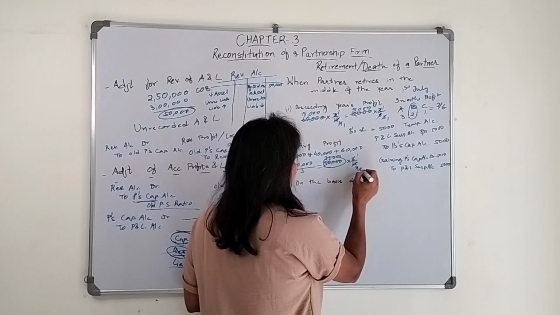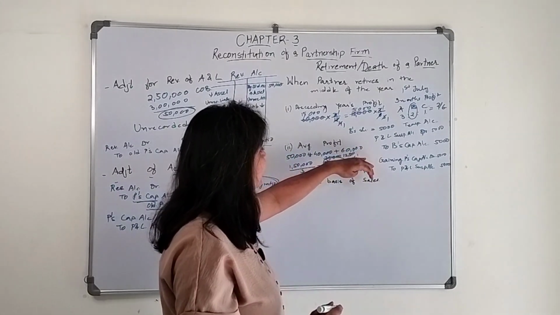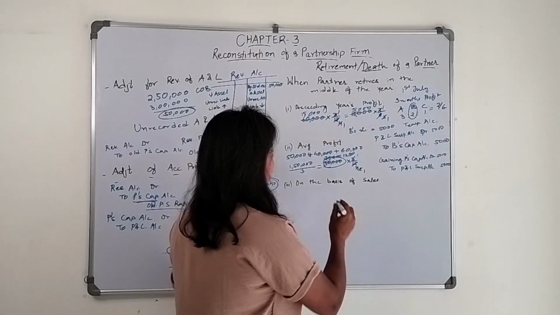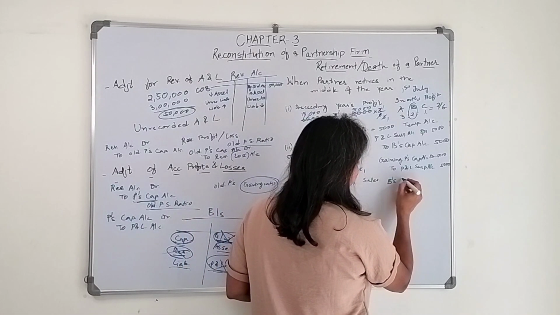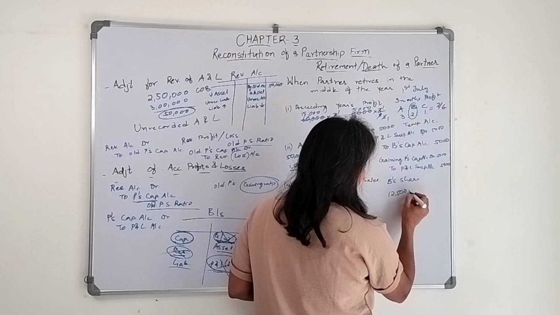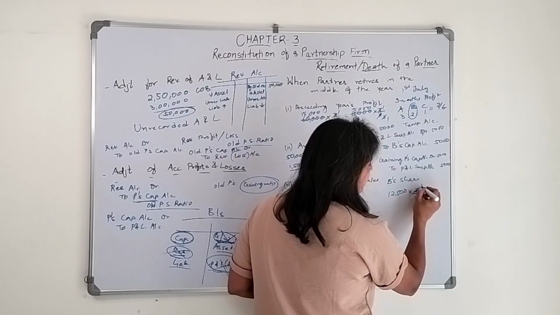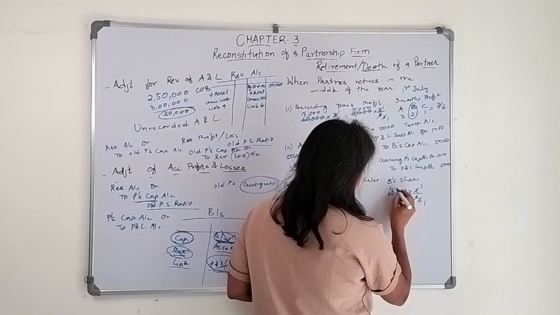25,000... 12,500. Okay, 12,500. Now this 12,500, B's share will be how much? 2/6. 12,500 into 2/6.